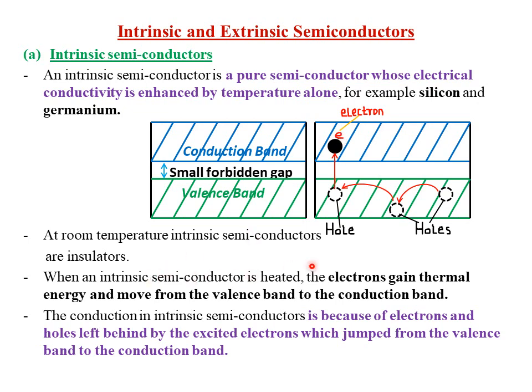So when an intrinsic semiconductor is heated, or when its temperature is increased, the electrons gain thermal energy or kinetic energy, and therefore move from the valence band to the conduction band, hence enabling electrical conductivity. Remember, when an electron moves from the valence band to the conduction band, then it means that electron is going to enable what we call electrical conductivity. Then the conduction in intrinsic semiconductors is because of both the electrons and the holes. Of course, the holes which are left behind by the excited electrons, which have jumped from the valence band to the conduction band.